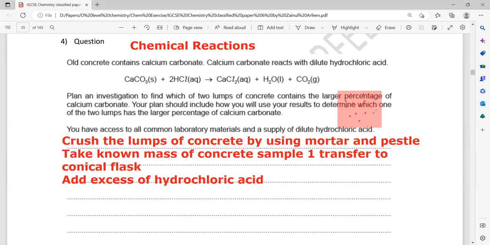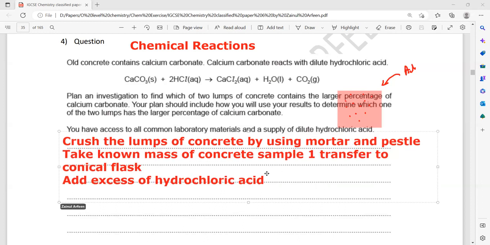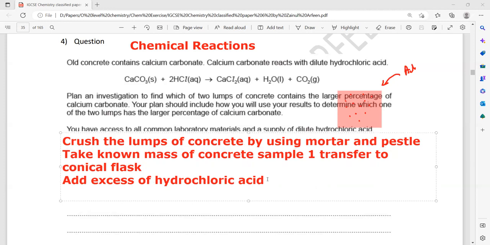So what we want is to find the percentage of calcium carbonate in this. So measure the mass of concrete. Then when we add an acid, the acid will not react with all of the concrete, it will only react with the calcium carbonate present in the concrete. Add excess hydrochloric acid until no more bubbles form.